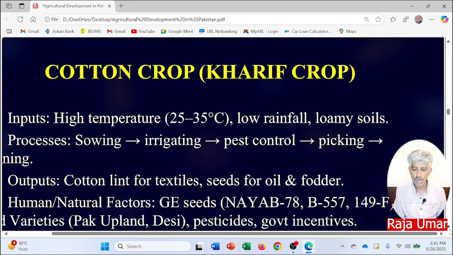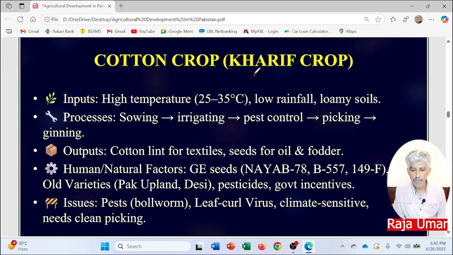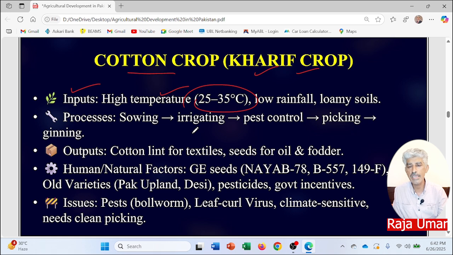Now cotton crop. Again it is a kharif crop, I mean a summer crop. Inputs required for this crop: high temperatures of 25 to 35 degrees Celsius, desert areas like Bahawalpur, Bahawalnagar, Rahim Yar Khan, Multan, Khanewal, Vehari, Muzaffargarh, and Dera Ghazi Khan. So these are very warm areas during summers, and in those higher temperatures this crop is grown. Low rainfall and loamy soil is required.